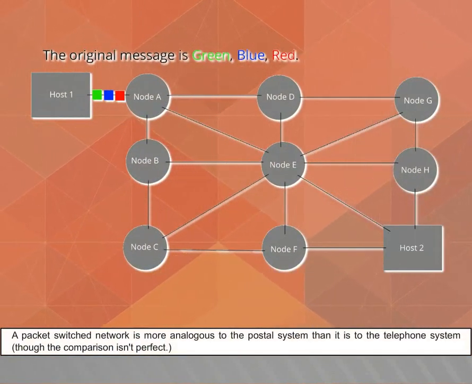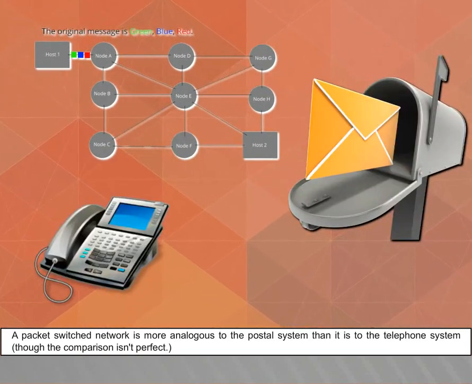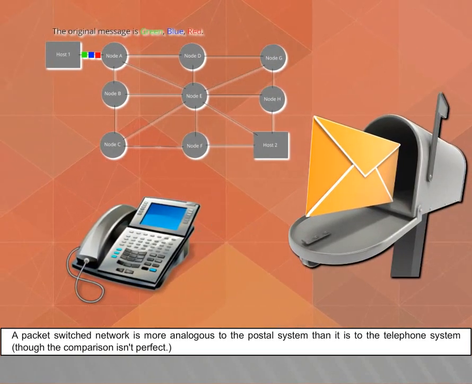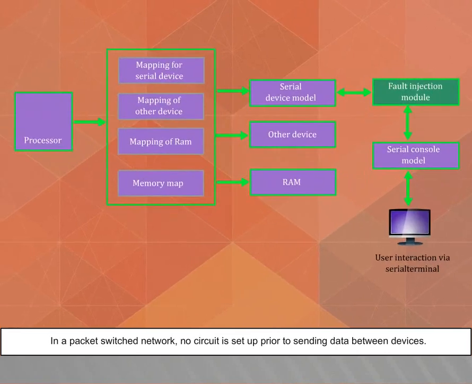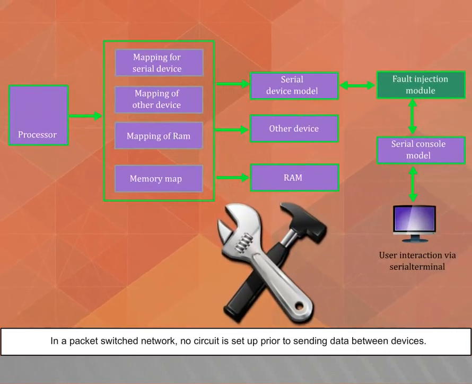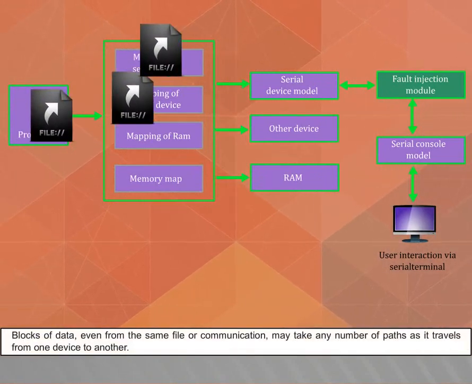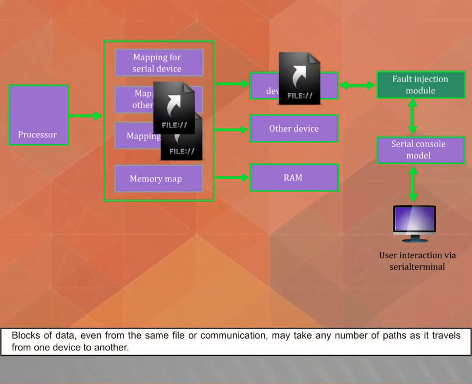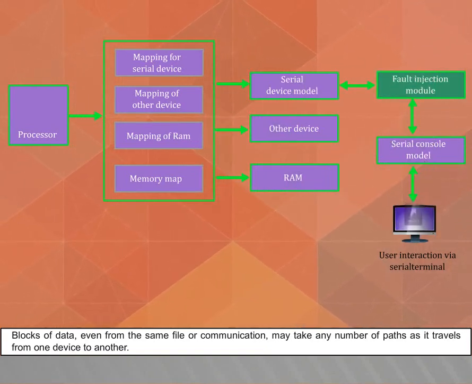A packet switch network is more analogous to the postal system than it is to the telephone system, though the comparison is not perfect. In a packet switch network, no circuit is set up prior to sending data between devices. Blocks of data, even from the same file or communication, may take any number of paths as it travels from one device to another.